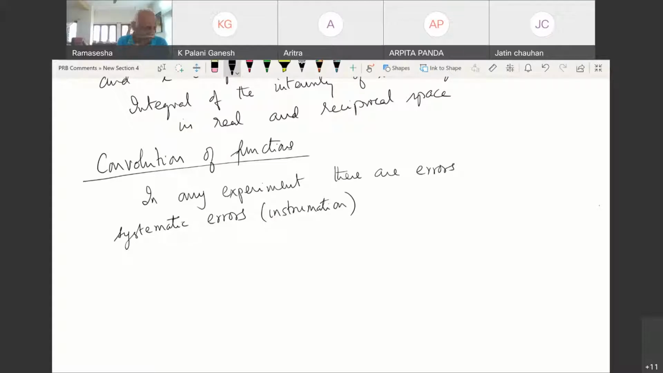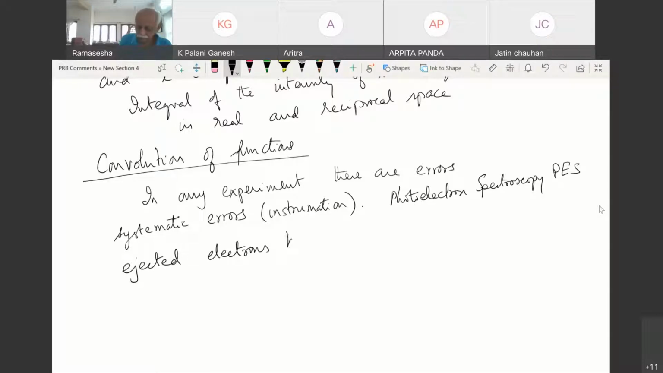Similarly, we can also have errors coming in from PES. Here, what we are doing is measured. Actually, you have the analyzer.